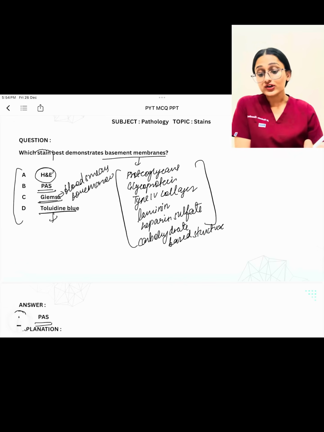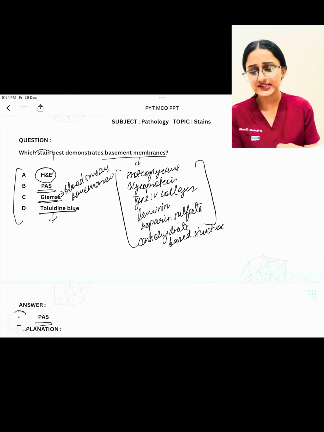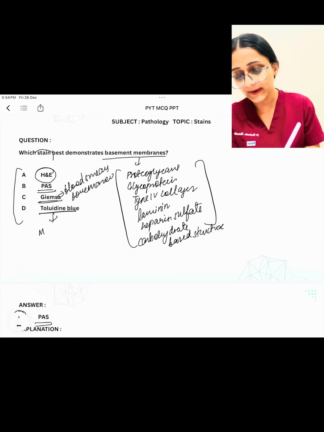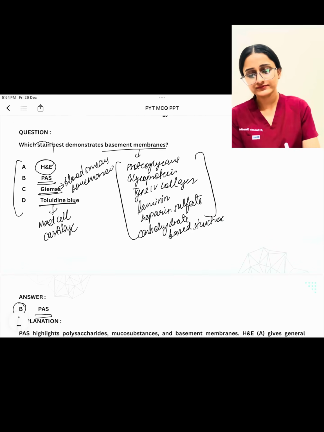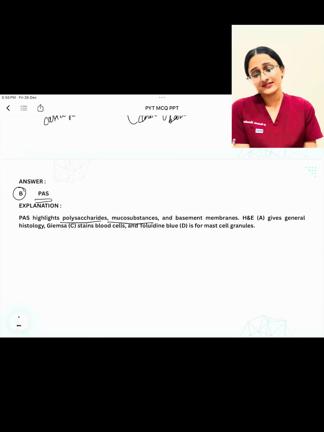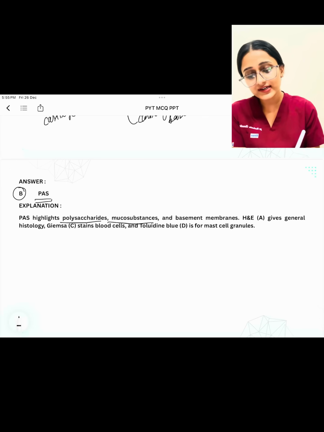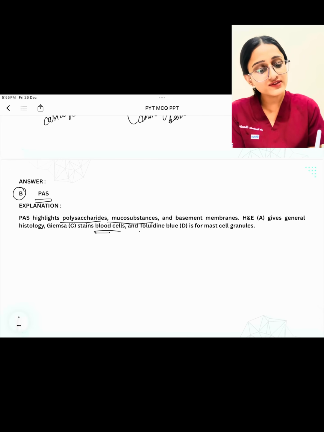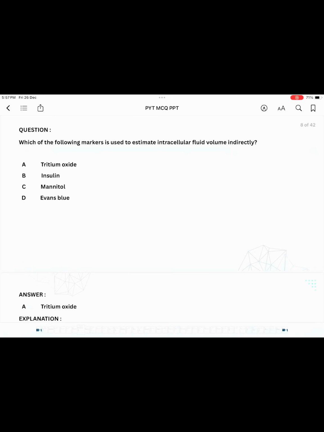Okay. Toluidine blue basically is a basic dye which is used to stain mast cells and cartilage. PAS highlights polysaccharides, mucosubstance and basement membrane. HNE is a general stain and Giemsa stains blood cells. Toluidine blue is for mast cell granules.